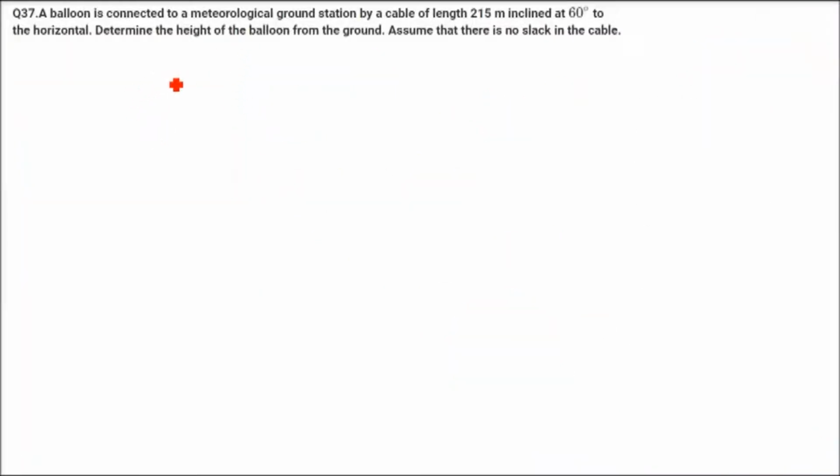A balloon is connected to a meteorological ground station by a cable of length 215 meter inclined at 60 degree to the horizontal. Determine the height of the balloon from the ground. Assume that there is no slack in the cable.